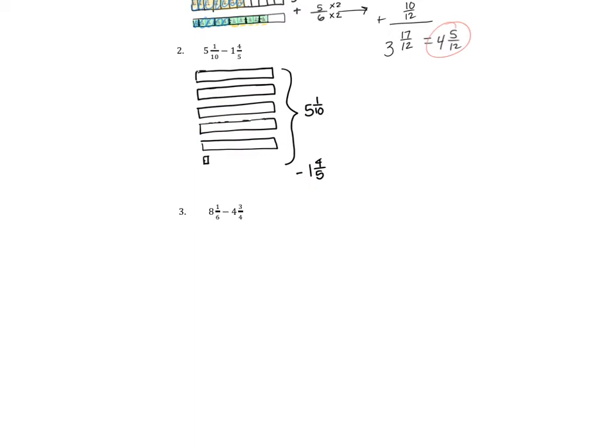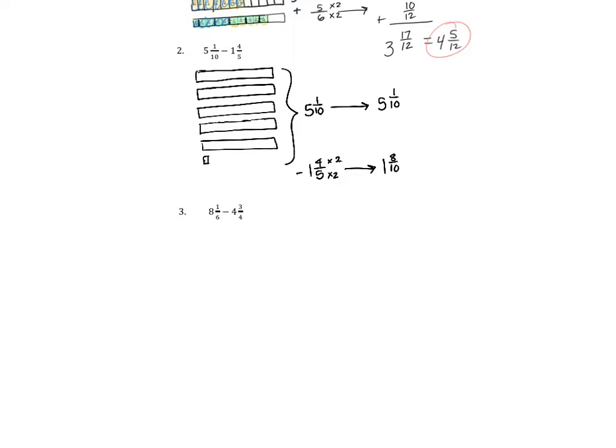All right, in this next problem, I'm taking 5 1/10 and subtracting 1 4/5. So I'm going to get common denominators, and I'm going to use tenths. This first one already has tenths, and then for this next one, I need to multiply the denominator by 2 to get tenths, and I do the same thing for my numerator. I'm going to leave the 1 alone. I'm just going to rewrite the 4/5 as 8/10.